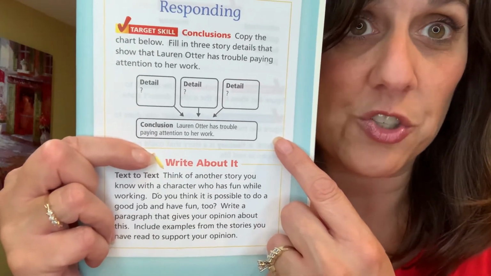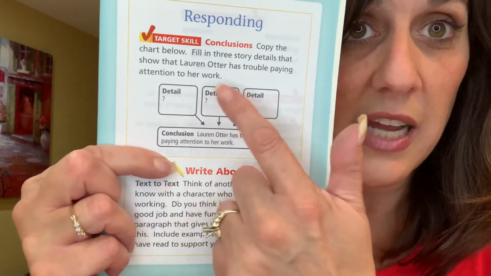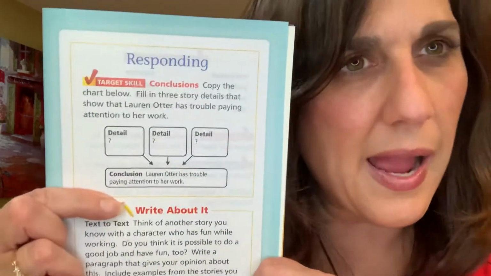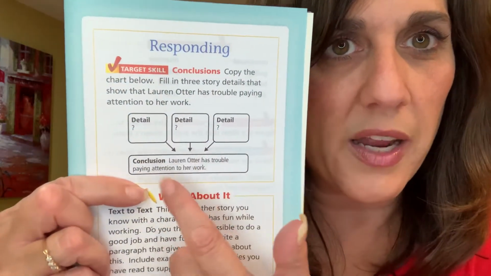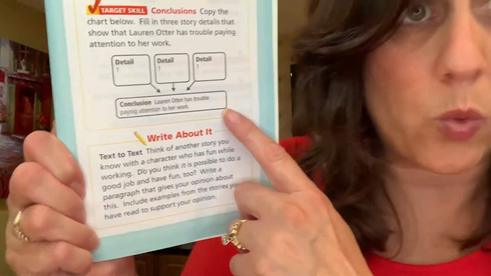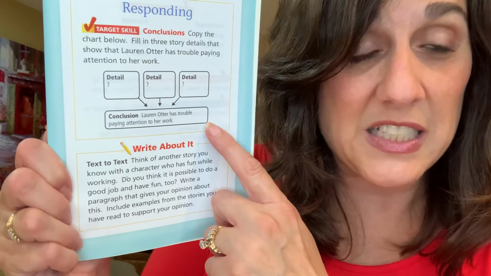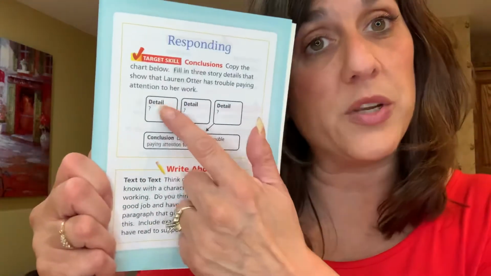She was very distracted. So think of 3 examples in the story, or 3 times this happened. What happened? You need to describe it. What happened in the story that would prove this to be true? Lauren Otter has trouble paying attention to her work. So you will receive an assignment with this conclusion, and you have to come up with 3 details from the story.